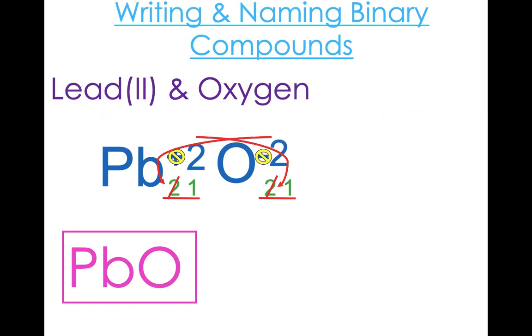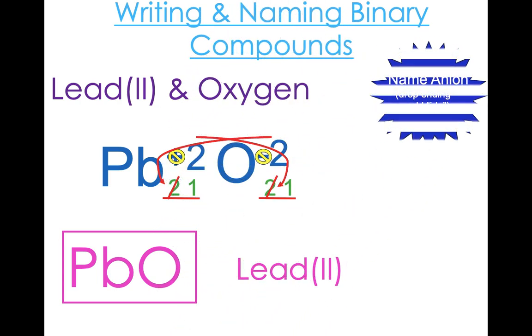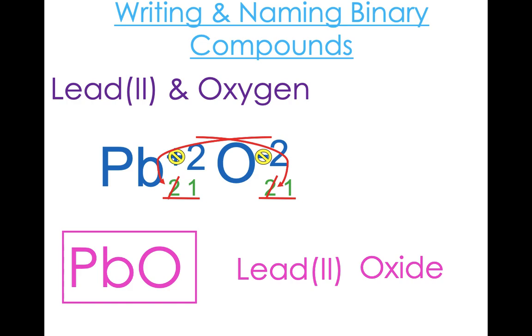So the Roman numeral pertains to the original charge on the lead. So that original charge was a +2. So it's going to be called lead 2. And again, for our anion, we're going to drop the ending and add an "ide." And that will be oxide.